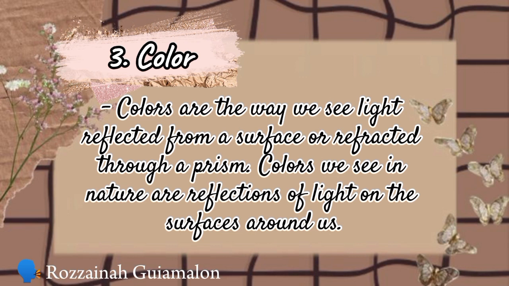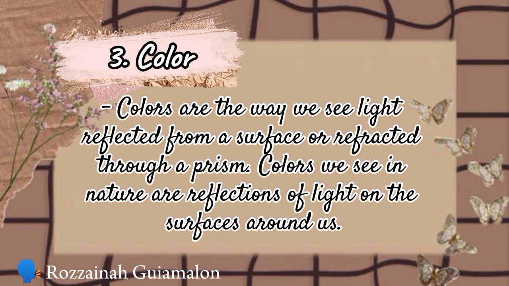Kapag nakakakita tayo ng kulay, iyon ay dahil sa kung paano nakikipag-interact ang light with objects. Light is made up of different colors like the colors of a rainbow. The colors of the rainbow is Roy G. Biv, di ba? Kung saan it stands for red, orange, yellow, green, blue, indigo, and violet. So kung saan ang red ay ang mas pinakamahabang wavelength and violet naman ang pinakamaiksi.